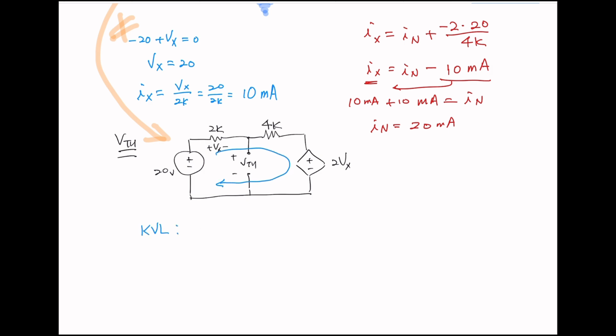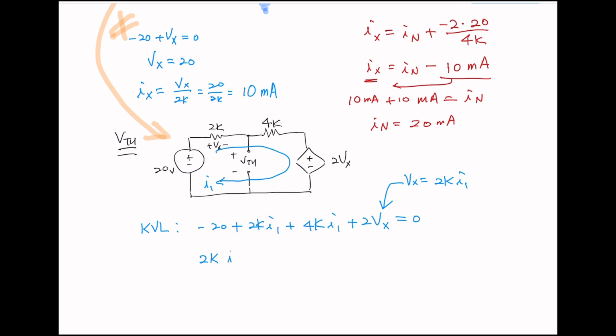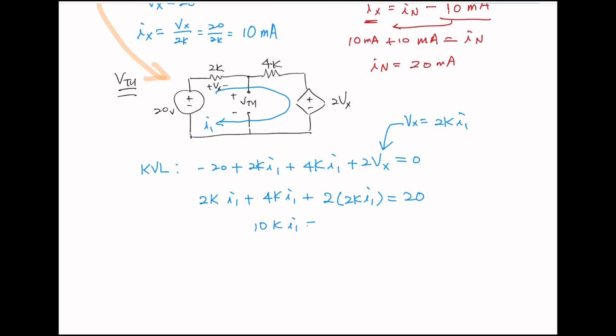So KVL: negative 20 plus 2K I sub 1. We're going to call it I sub 1, plus 4K I sub 1 plus 2Vx equals 0. Now we know the Vx equals 2K I sub 1. So we're going to substitute it in here. Then 2K I sub 1 plus 4K I sub 1 plus 2 times 2K I sub 1 equals 20. 10K I sub 1 equals 20. From here, I sub 1 equals 2 milliamp.